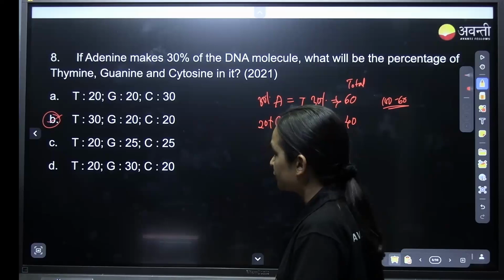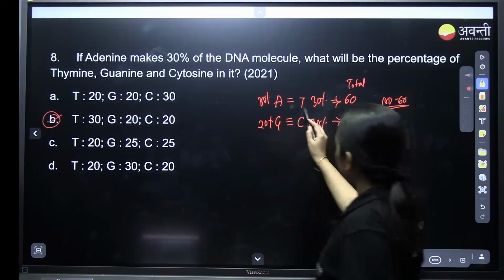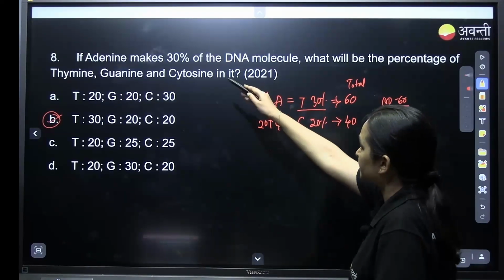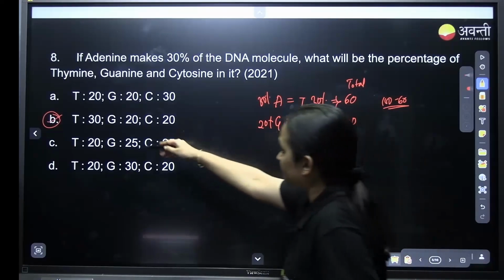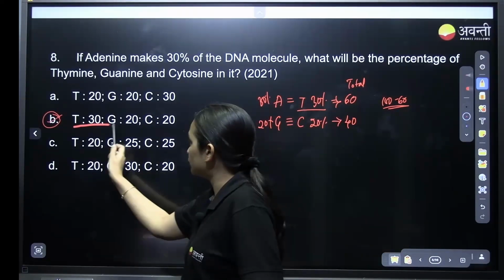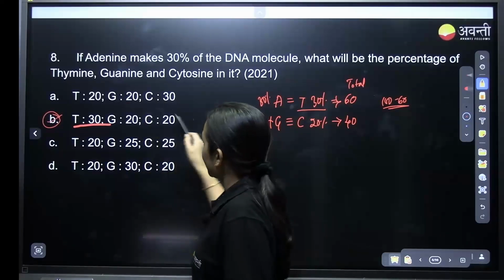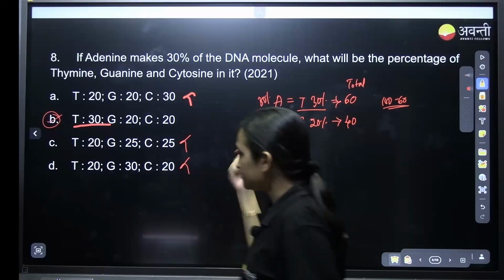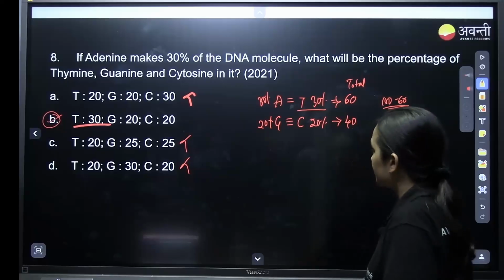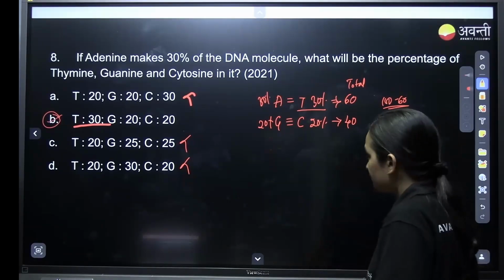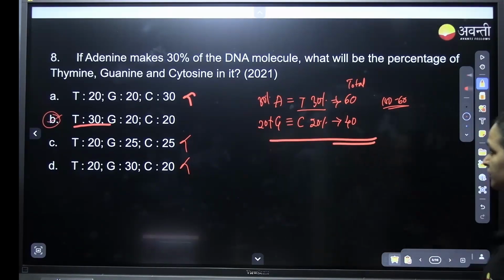Option B. Yes, option B, because T is 30. Directly you can say from A, you can say 30. We don't have to even do that, because here directly we would have eliminated the other options, isn't it? So we would have directly got B as the correct answer. But this is how we do this.